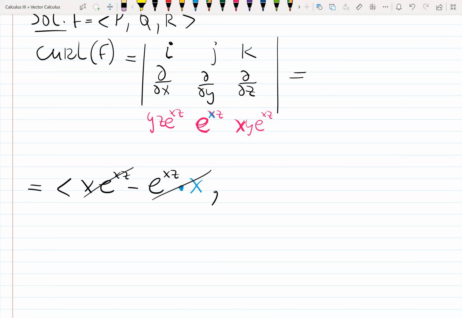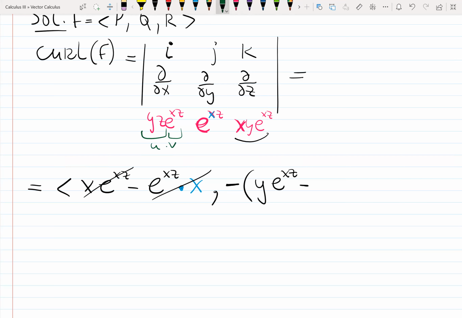Next, J will be negative, so I put negative. And then multiply, so it will be this component with respect to X, Y e to the XZ, minus this component with respect to Z. Oh, it's product rule. Seriously? So annoying. Okay, fine. This is product rule. Let's really fast do product rule. This one and this one.